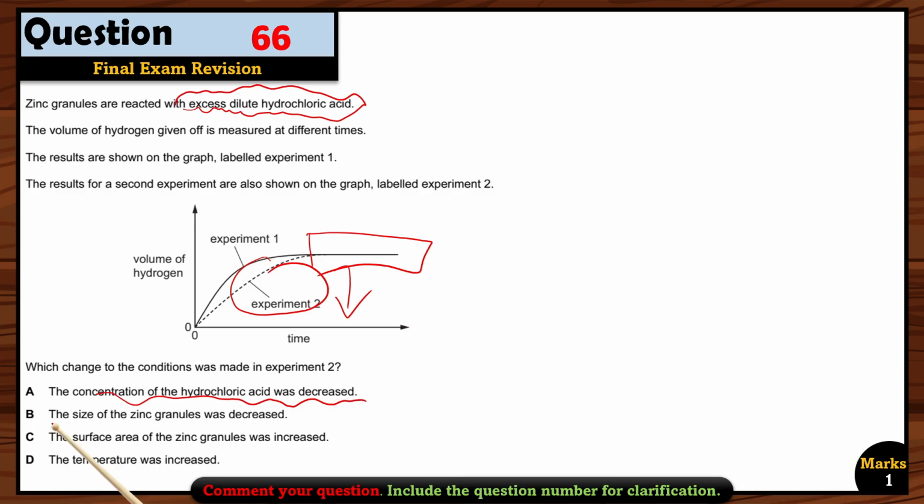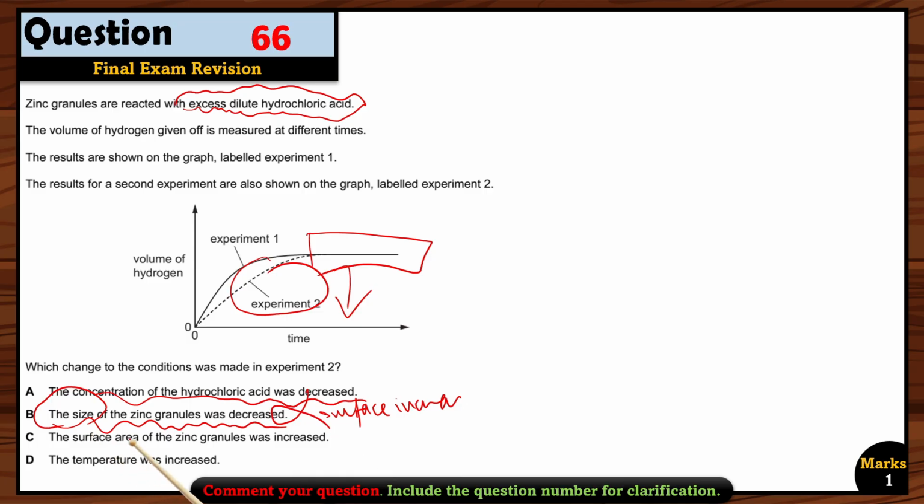Okay. The second is the size of the zinc granules was decreased. If you decrease the size, the surface area will increase. So if you increase the surface area, the rate of reaction will also increase. But here the rate of reaction has been decreased in experiment 2. So that means this option is wrong.